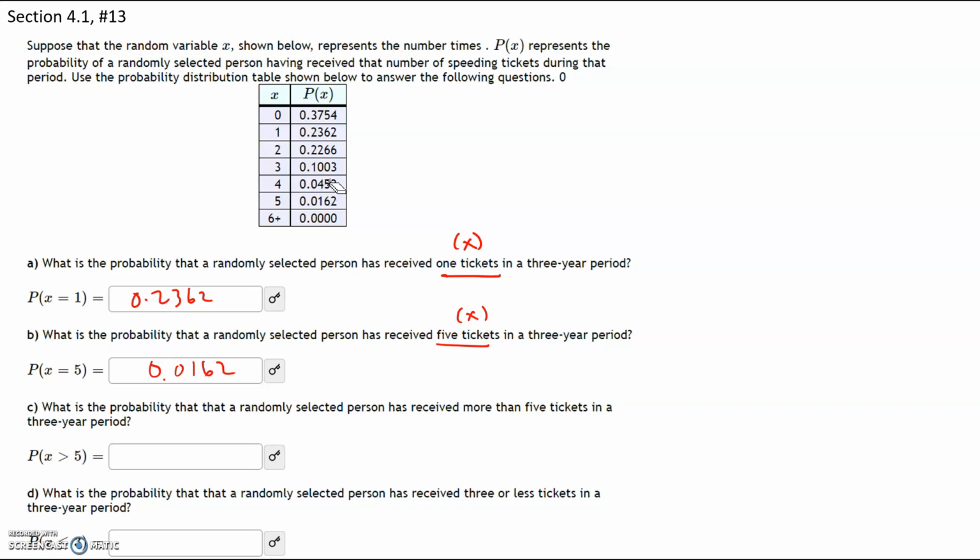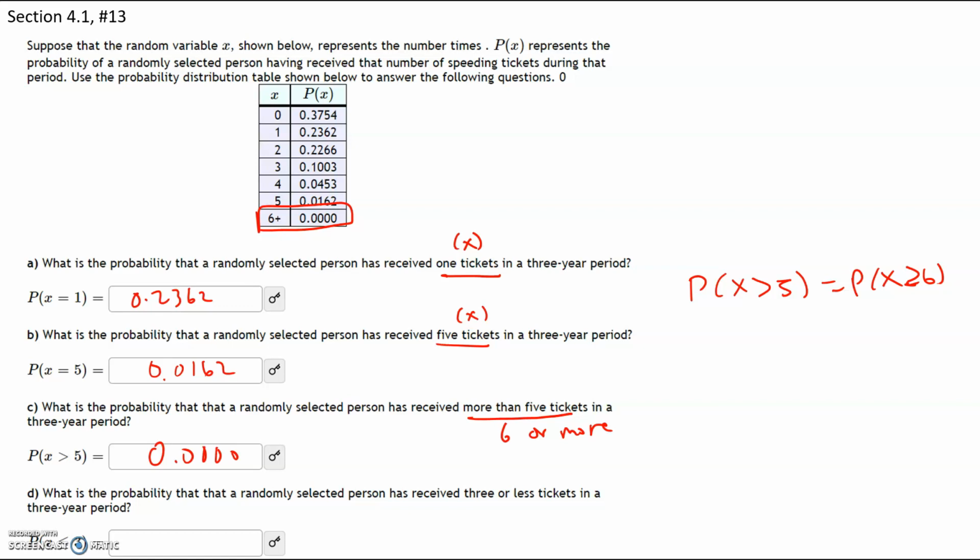Part C says, what is the probability that a randomly selected person has received more than 5 tickets? Now, this is where you got to be careful. When we see probability that x is greater than 5, this does not include 5. So greater than 5 actually means 6 or more. Once again, it does not include 5. It's strictly 6 or more tickets. So 6 or more, that probability is 0.0000, or just 0.